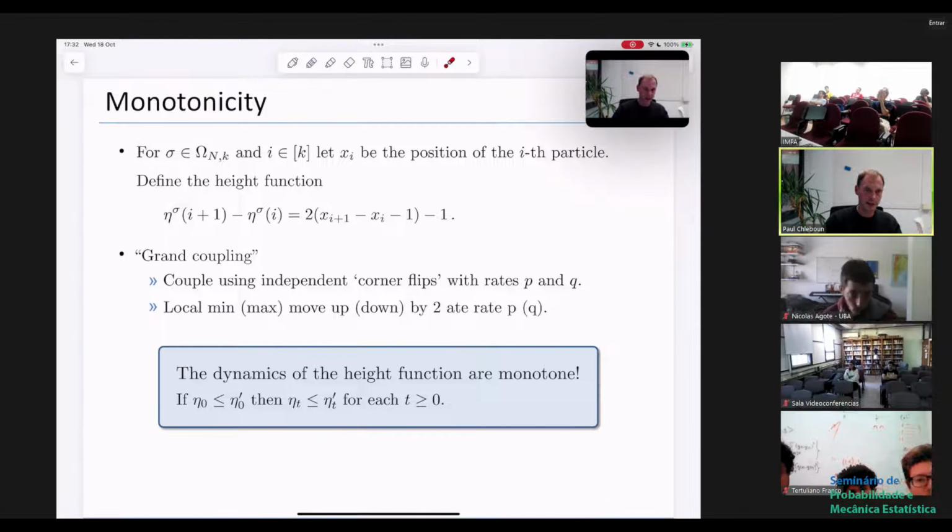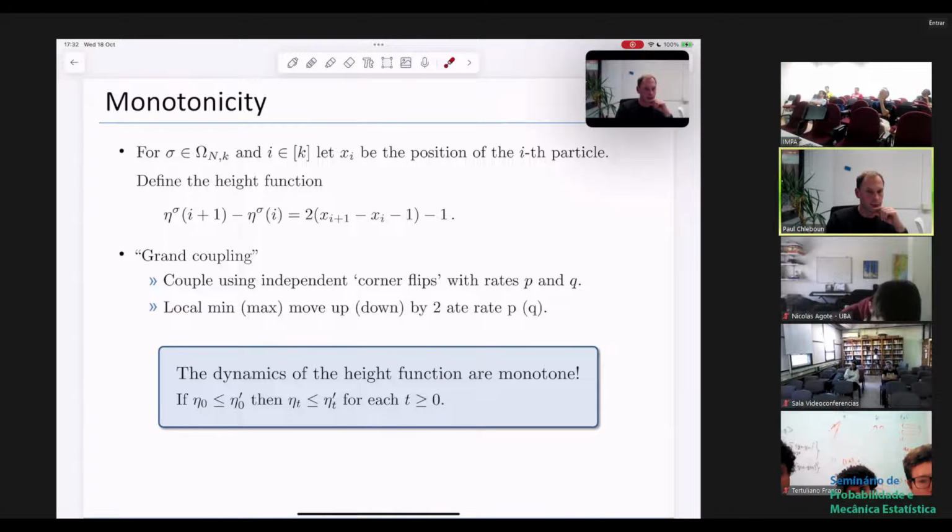And the dynamics of the height function under the coupling that I briefly described earlier, these flips of local minimum and local maximum, is stochastically monotone. So we can couple our dynamics starting from any initial condition. If we start from two initial conditions, one of them has a height function everywhere less than or equal to the other one, then this monotonicity is preserved by the dynamics, this coupling in time.